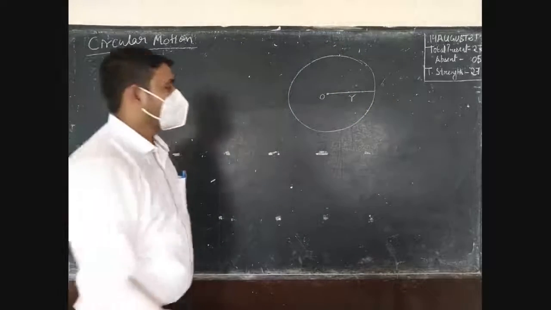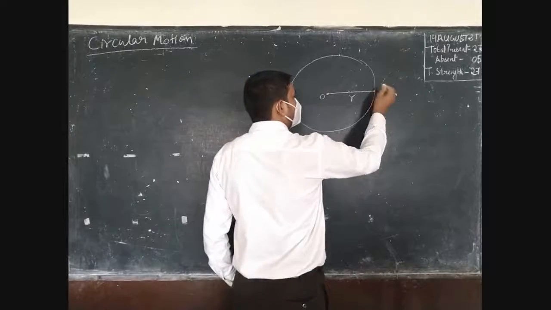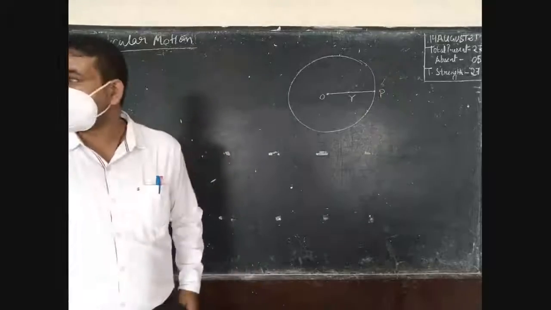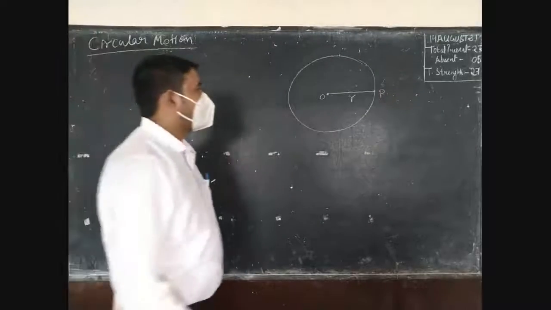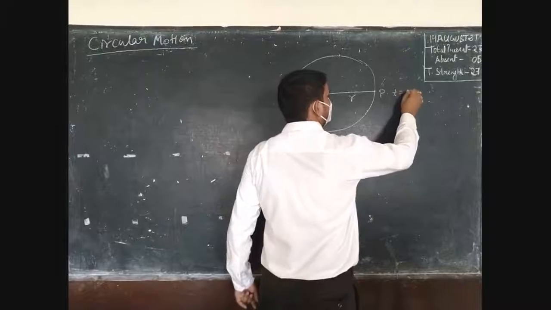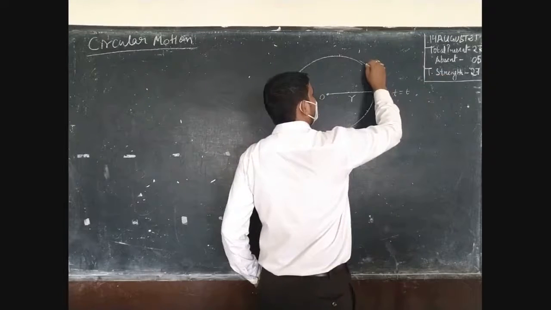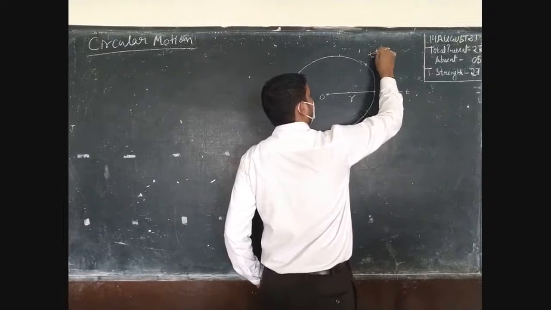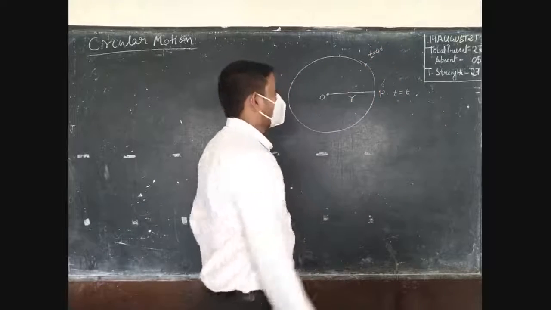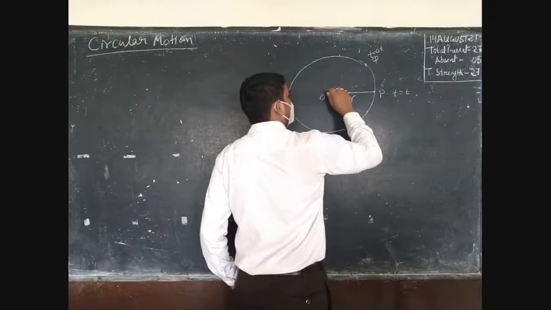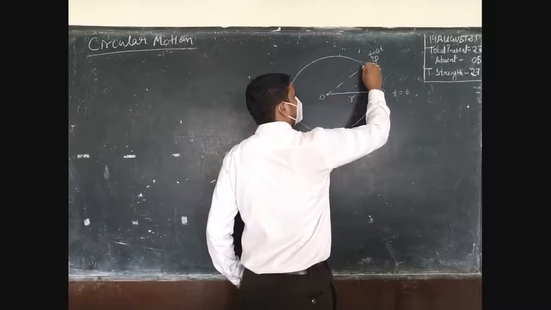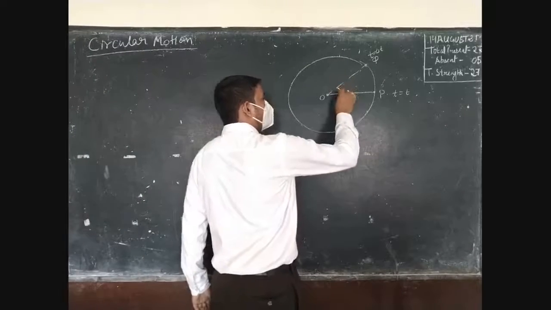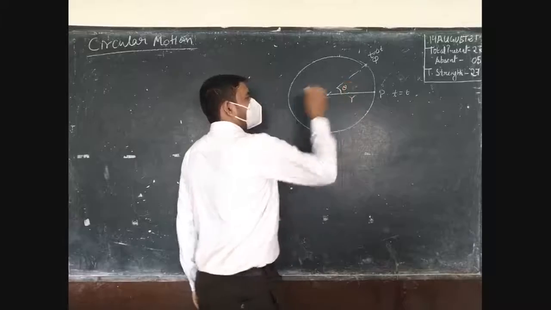Initially, the particle at any instant of time is at location P. And after a certain interval, let's say del t, the particle has reached location Q. When we join it with the center, we get that the particle has swept an angle theta.